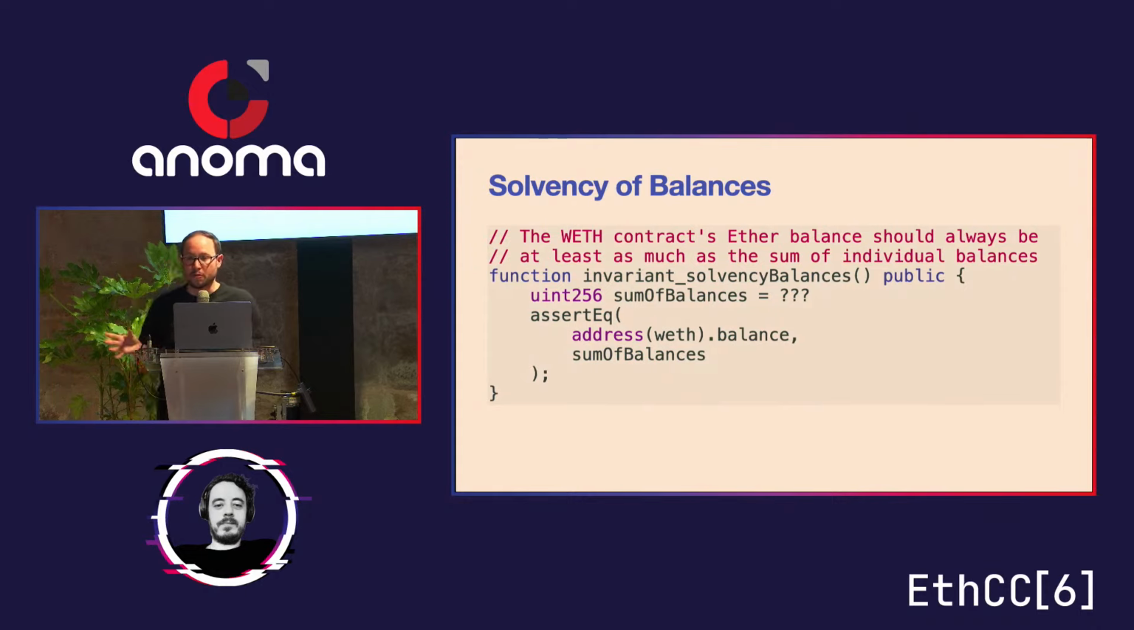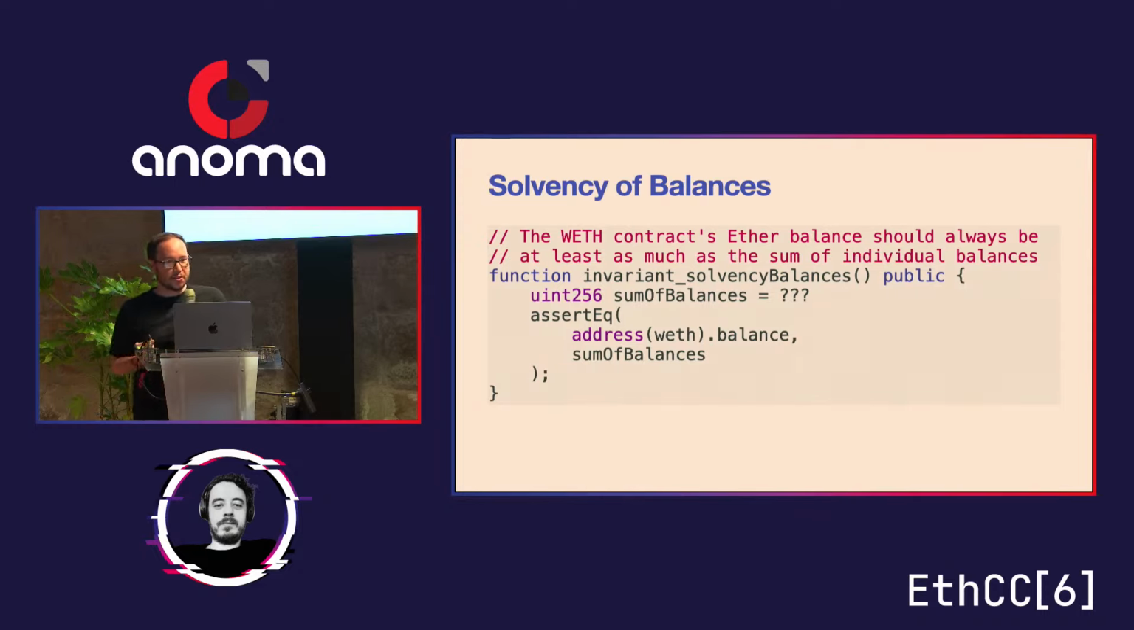Right, so we have this mapping of each account address and its balance of the token. We want to look at every entry in that mapping, sum up all those balances, and that should always be equal to the total supply of the token. And this is an interesting one, right? Because even if users transfer their tokens around, this sum of balances should stay the same and remain equal to the contract's ether balance, at least modulo deposits and withdrawals.